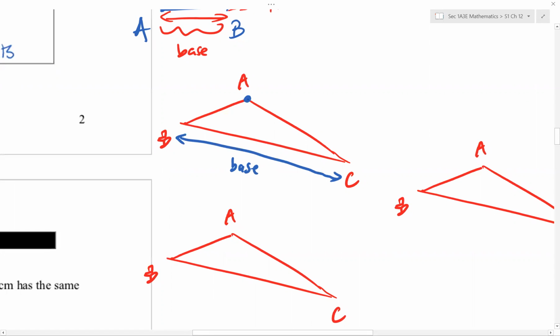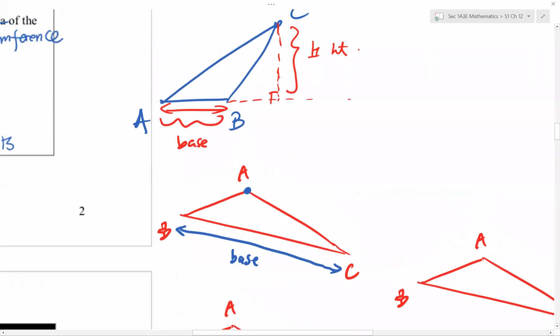From A, you drop a perpendicular down. Your set square has a 90 degree. Your ruler has a 90 degree. All I need to do is take your 90 degree icon, whether it's a ruler or a set square, and place it one straight edge up on the base. See the straight edge, it can be anywhere here, right? The other straight edge touching the point. You see that? Once you do this, you have your perpendicular height.